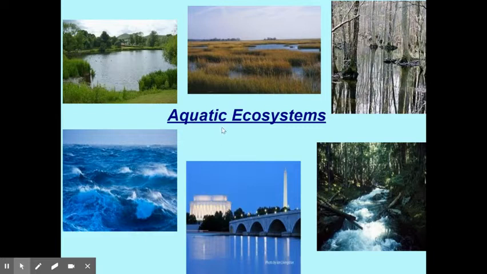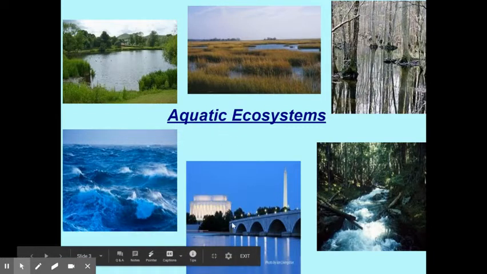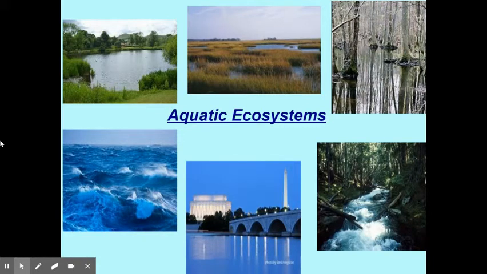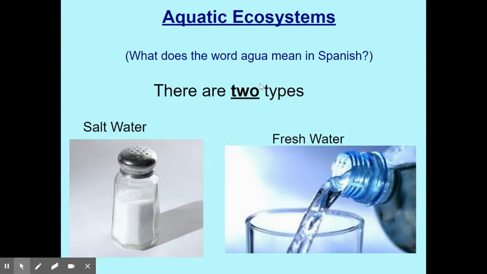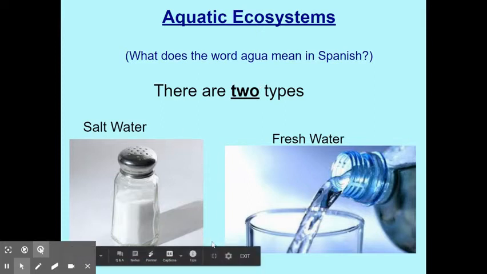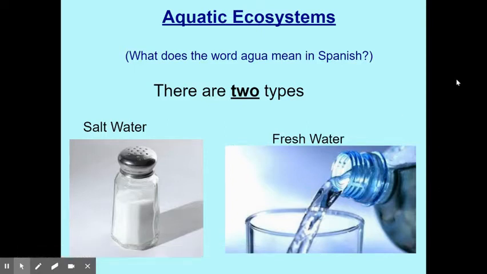Okay, so remember, aquatic means water. And if you speak Spanish, remember agua, aquatic, very similar words, mean water ecosystems. So let's refresh our memory on what those could possibly be. Aquatic ecosystems can be two kinds, either a salt aquatic ecosystem or a freshwater ecosystem.